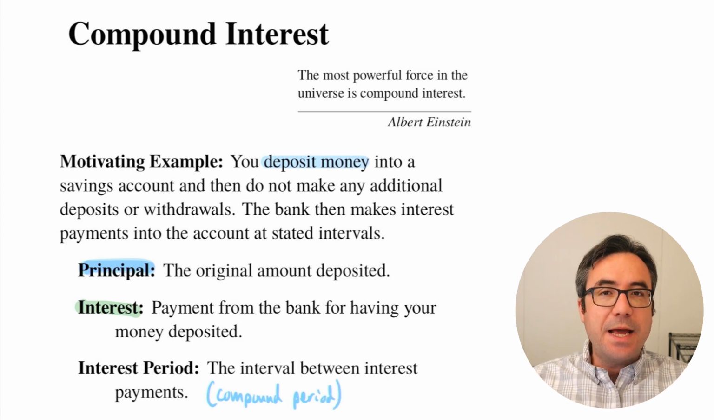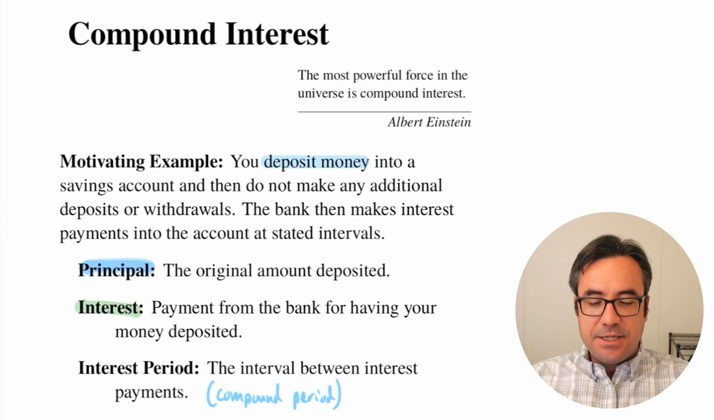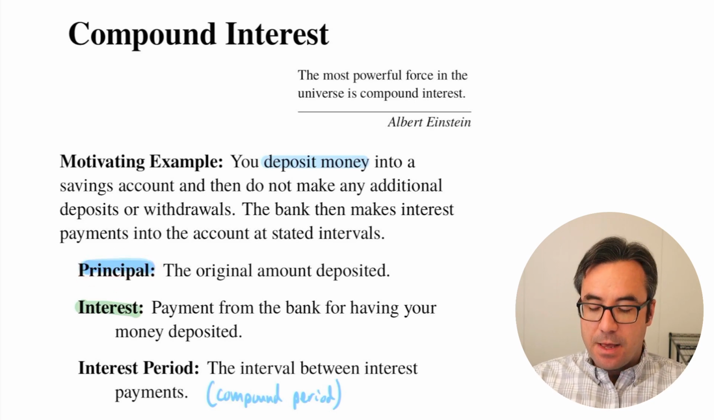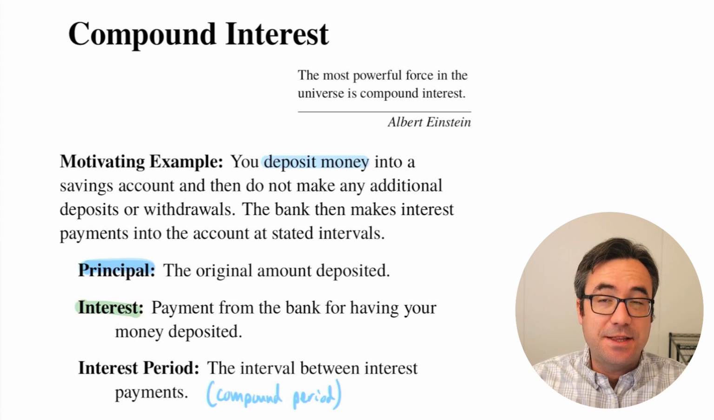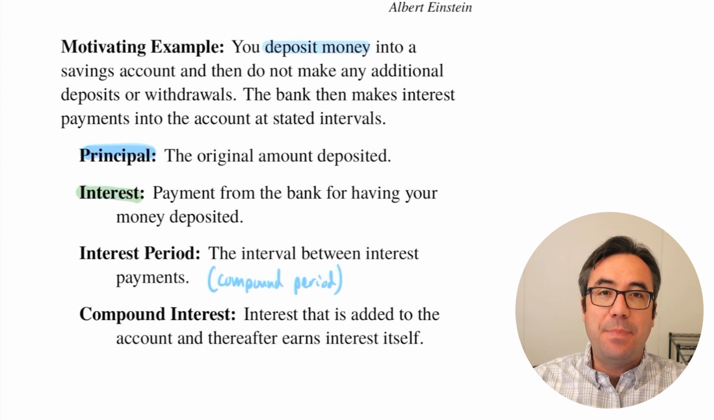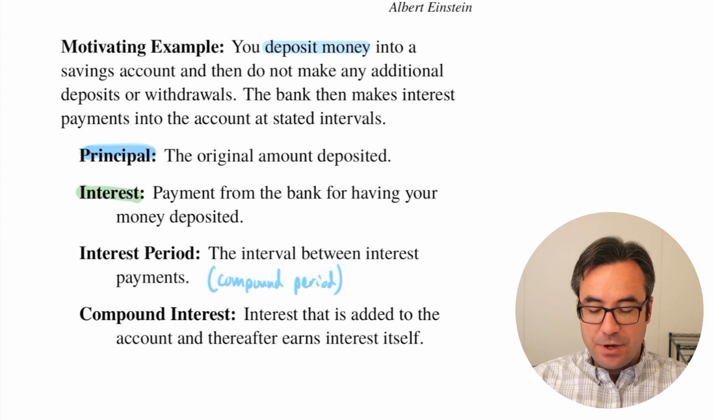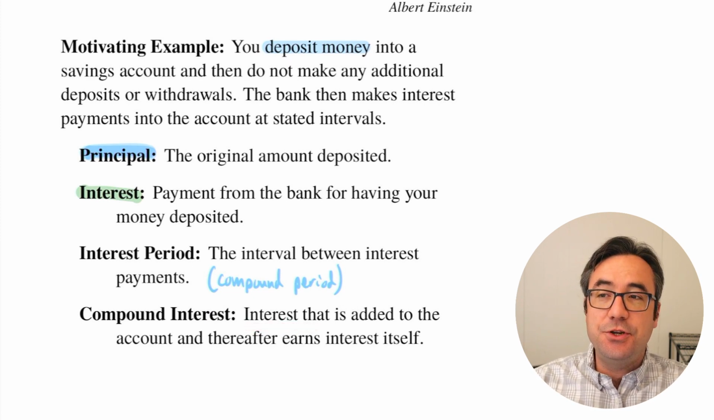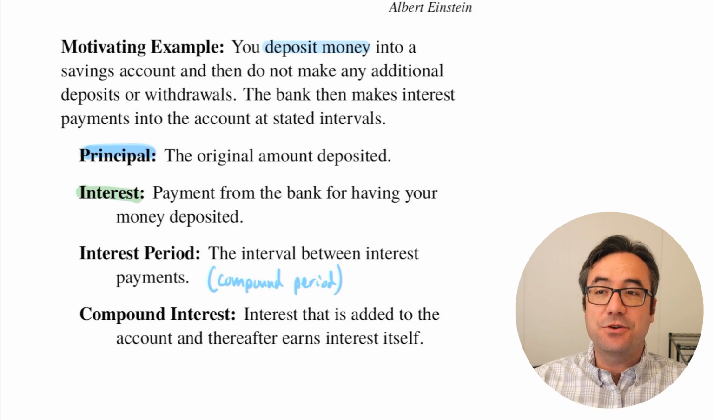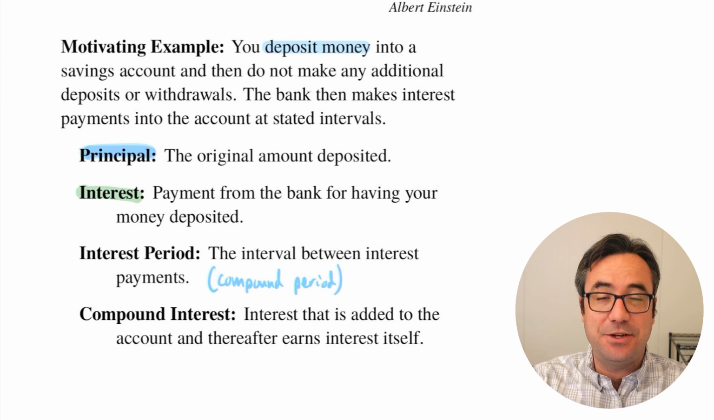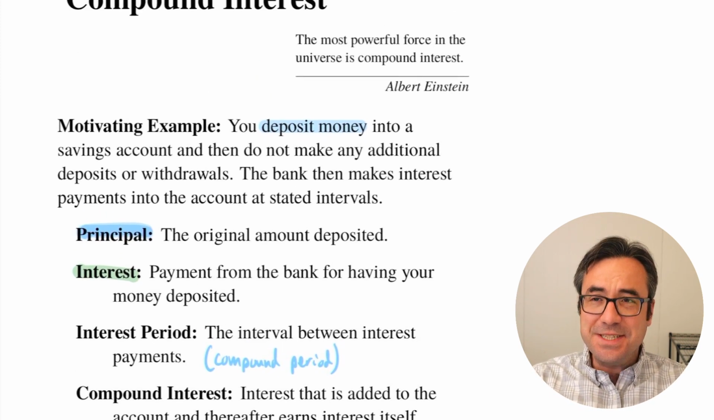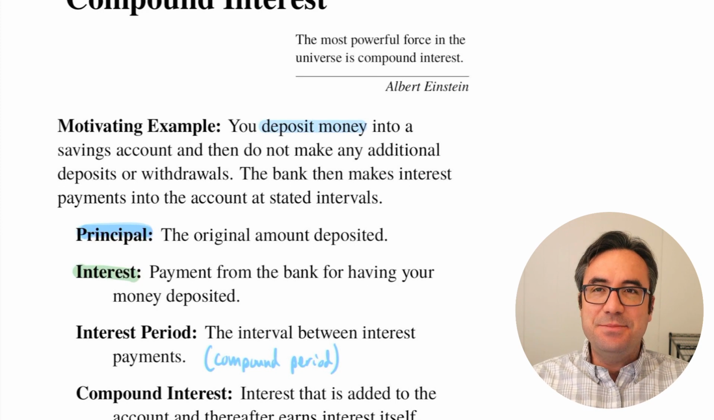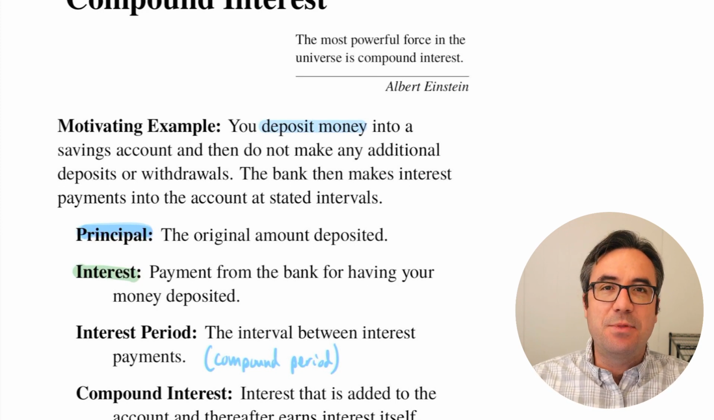Now, where the magic is going to happen is if you let your money sit in the account long enough, well, you're still going to have your principal there. But then if you let the interest sit there long enough, the interest that you have deposited is going to start earning its own interest. And that's compound interest. So any interest that was added to your account and then thereafter starts to earn its own interest, that's compound interest.